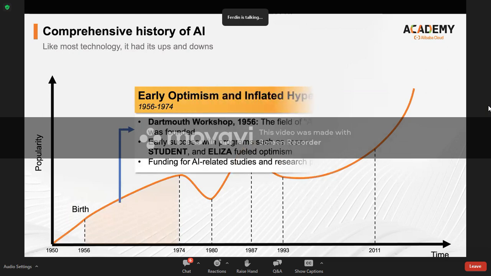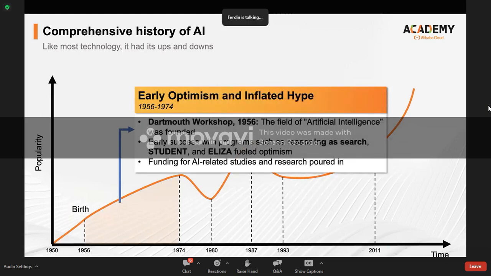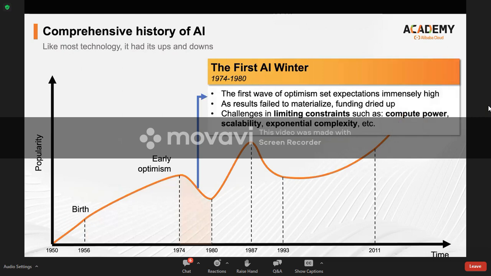And next, from 1956 to 1974, as I mentioned, in 1956 the Dartmouth workshop was the time when the term artificial intelligence was coined, and then it was used for reasoning research. Up to 1974, a lot of research funding was flowing in, and then the funding dried up. So we experienced the AI winter during the years 1974 to 1980. They also had challenges, like to do AI tasks you need high-capacity computing resources, and to give more scalability and handle exponential complexity. That's the reason why we had the first AI winter.